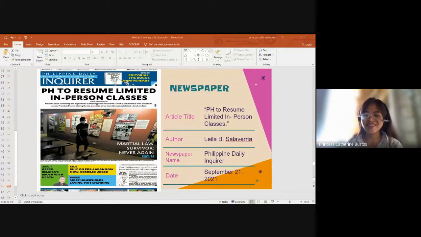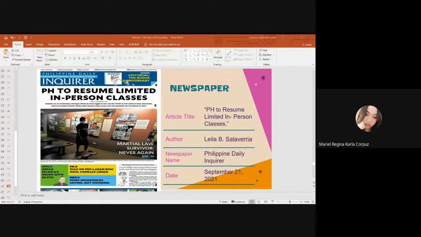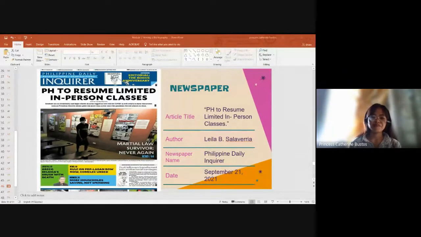Marielle, you're raising your hand. Are you done? It's okay. Go on. So you have the name of the author, followed by, what's next after the name of the author? Anyone? Yes, Marielle. Okay, the title of article. So they have the article title, followed by the newspaper name. Okay, newspaper name. Then lastly, we have the date. Go do it. It's very easy. Don't forget your quotation marks and everything.